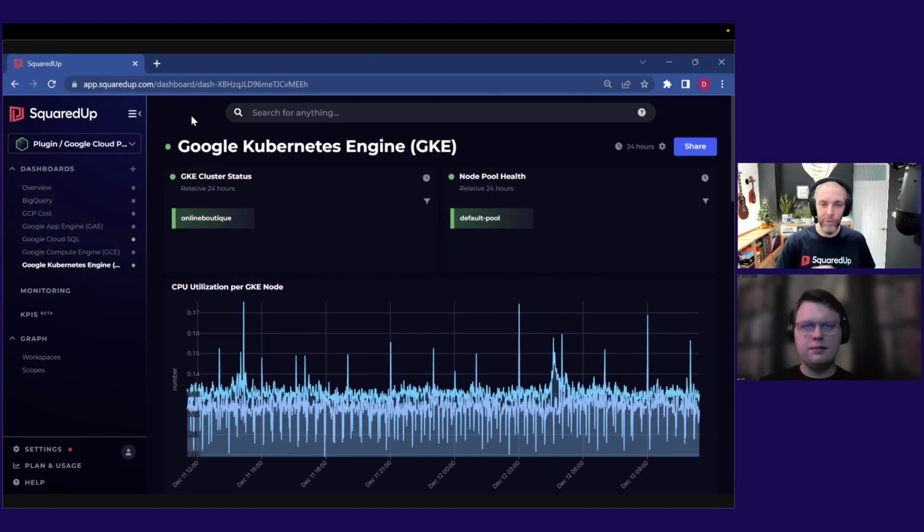Dan is joining us to talk about the GCP plugin. Specifically, we're going to be looking at some Kubernetes dashboards today. So, Dan, I'll bring the dashboard up. Why don't you just give us a quick walkthrough of what's on the dashboard?